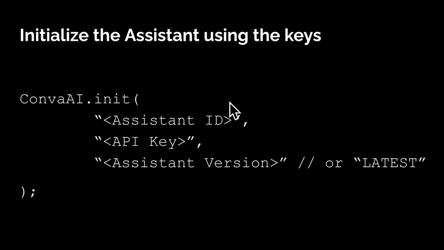To do that, the very first thing is to initialize Conva.AI. You initialize it using the keys that you get in Magic Studio: the ID that uniquely identifies your assistant, the API key that identifies your organization, and the version of the assistant. And by default, you can just call it latest, and we'll always use the latest version.